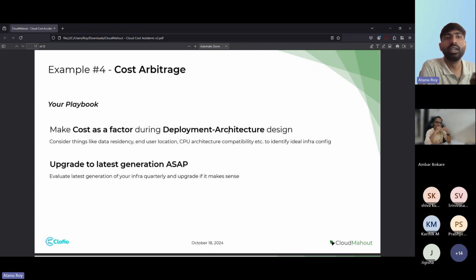Another thing which I mentioned, generation upgrade is a no brainer. If you can do that, our suggestion is to do this exercise at least once a quarter, right? Every quarter, you should look at your infrastructure. Anything which can be upgraded to a newer generation, please do that.